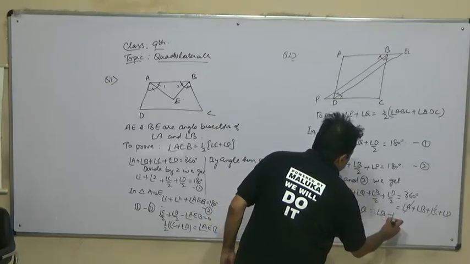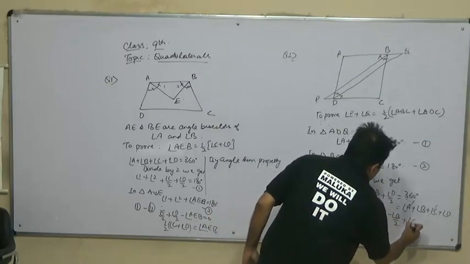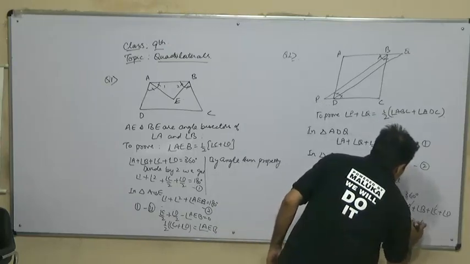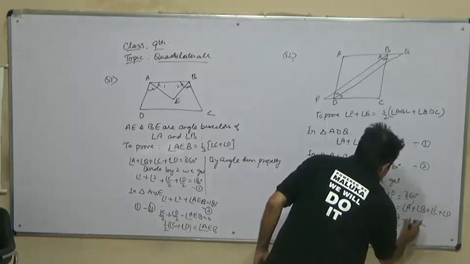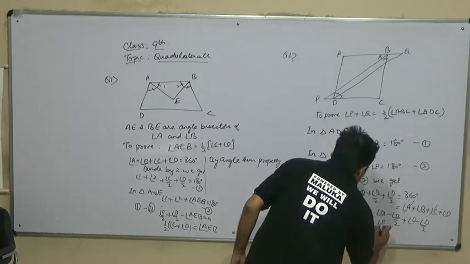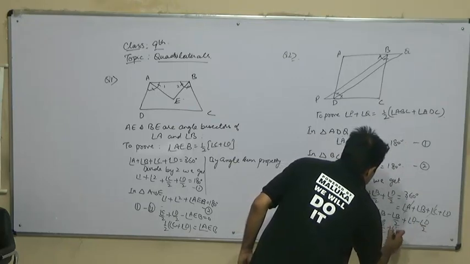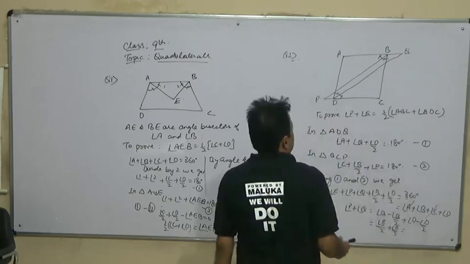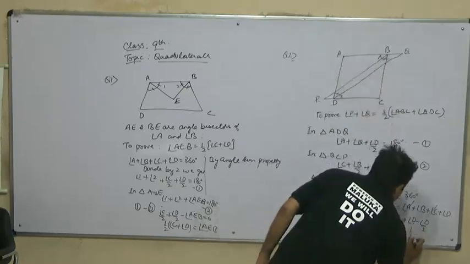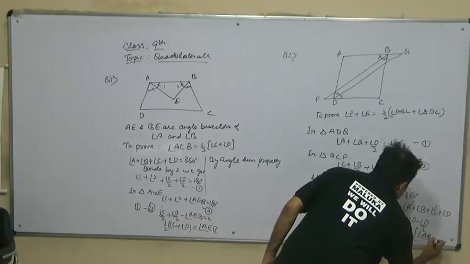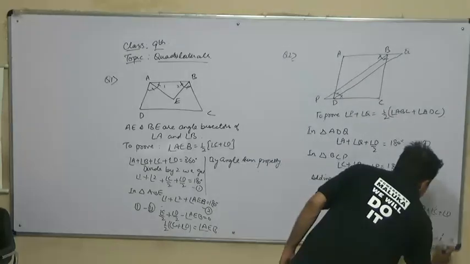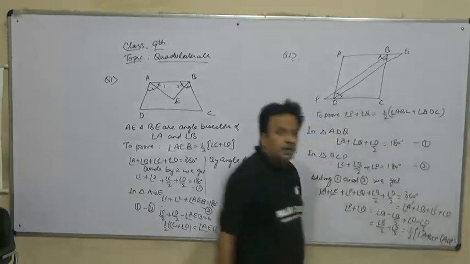It will be angle B minus angle B by 2 plus angle C minus angle D minus angle D by 2. So this will be half, or we can say B by 2 plus angle D by 2, or we can say this is equal to, what is angle B? Half of angle ABC plus angle D is ADC. So this will be the answer.